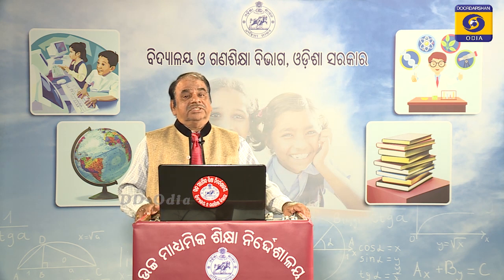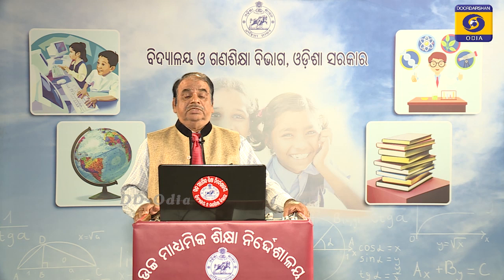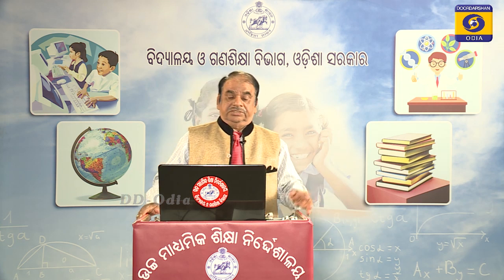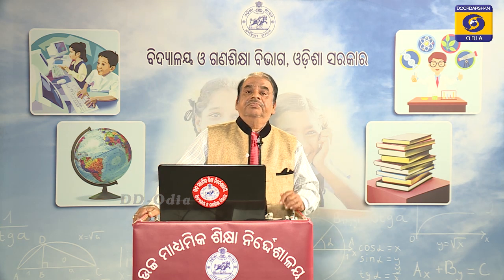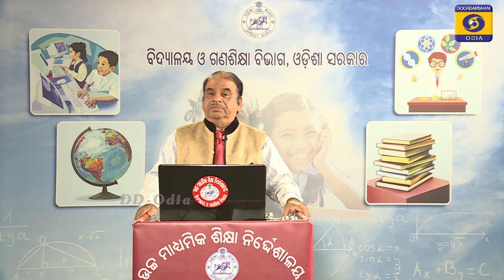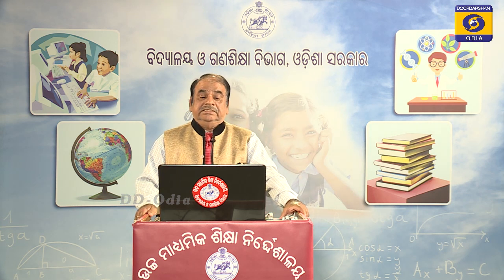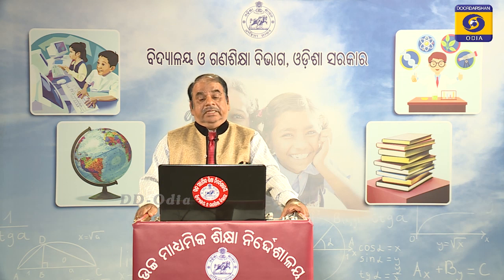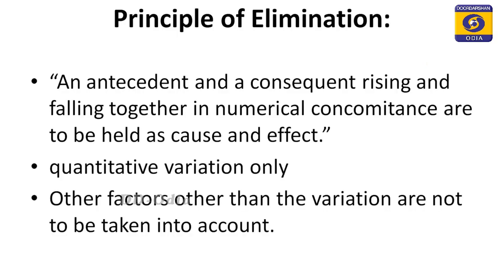Now, like all other methods, it also follows some principle of elimination, eliminating the unnecessary factors, and this follows the third principle of elimination, that is, an antecedent and consequent rising and falling together in numerical concomitants are to be held cause and effect. It may rise together, it may fall together, or there may be rise and there may be fall following each other.